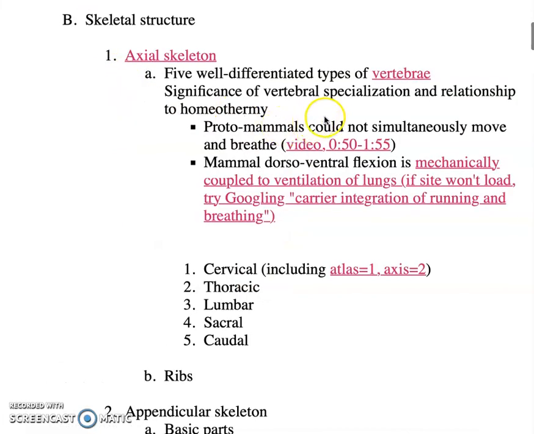Alrighty, so the particular structures of the vertebrae have significance for homeothermy. We talked about homeothermy a good bit in the last few weeks. We're going to go back to proto-mammals, so things like Dimetrodon that are not mammals but are close relatives to the first mammals. And we're going to watch a short video.